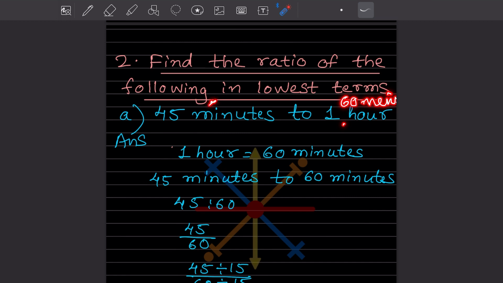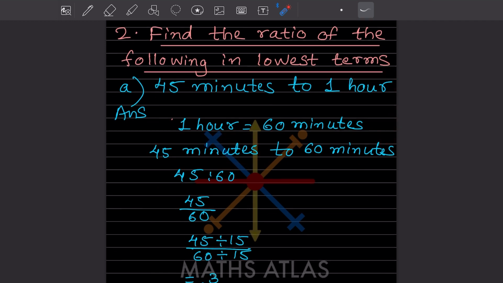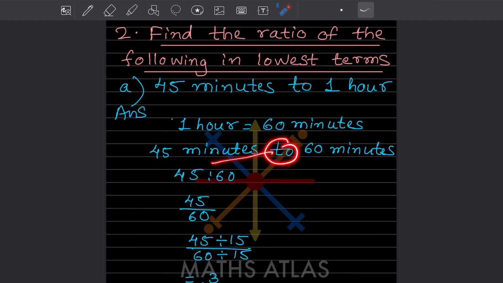So what are you going to do here? This is already in minutes, 45 minutes. So we only have to write in the lowest terms, right? So now what are you going to write here? 45 minutes, and this 60 minutes you are going to write over here. And "to" means you are going to put a colon over here.